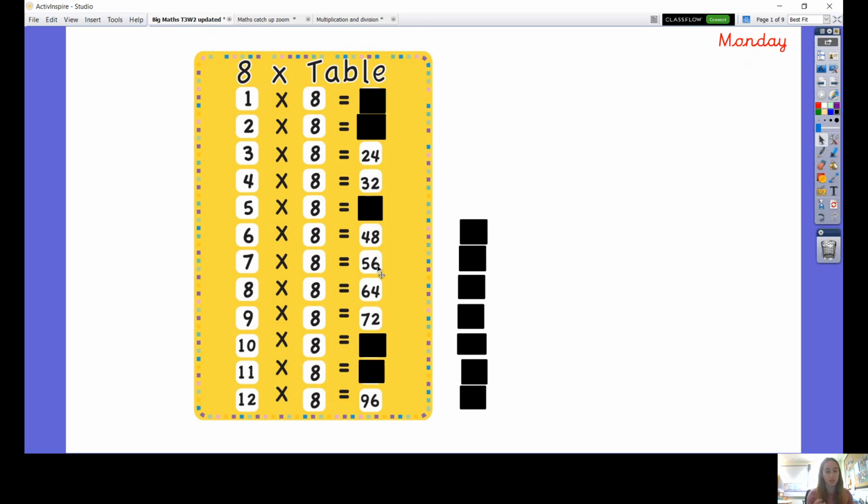So if you're still learning your 8 times table and there are some you're not sure of, try and use these ones as your anchor points to help you with the others.